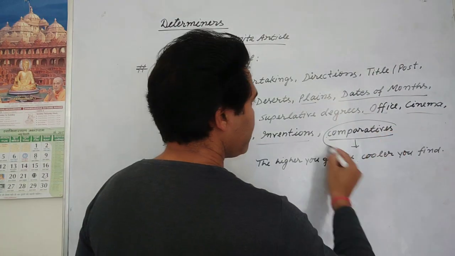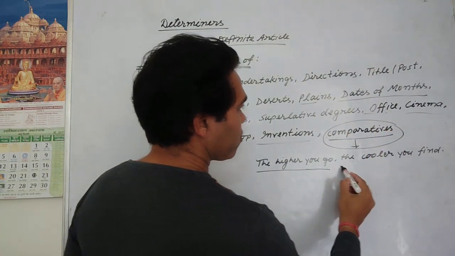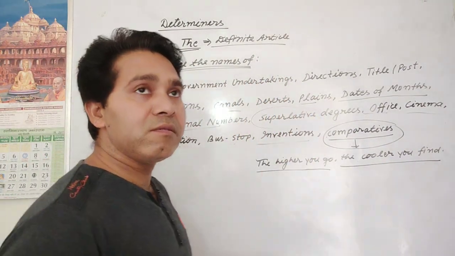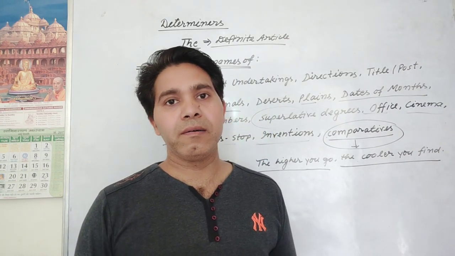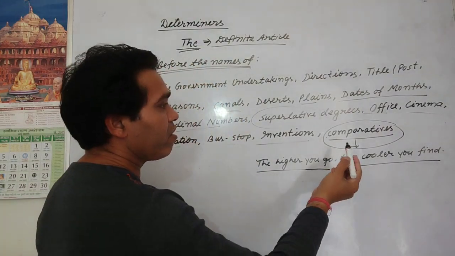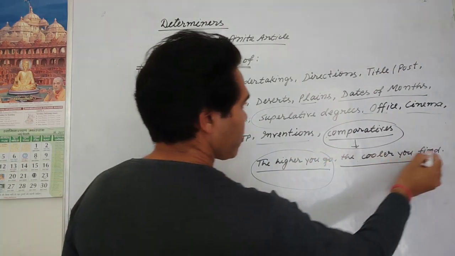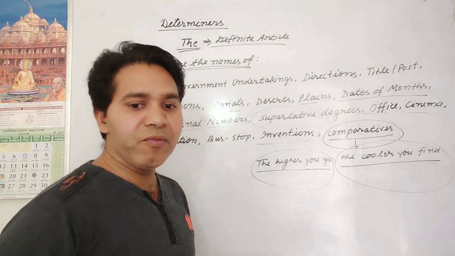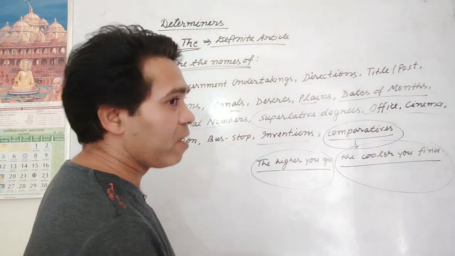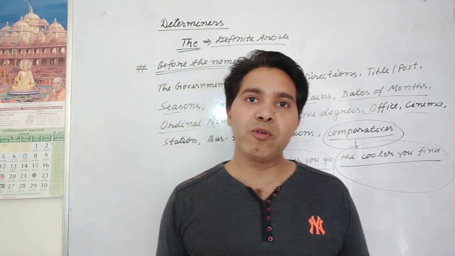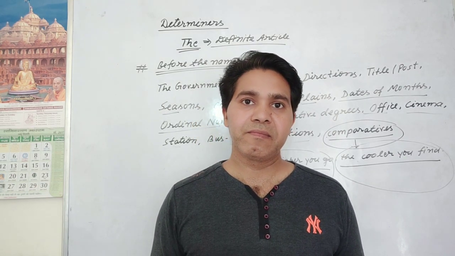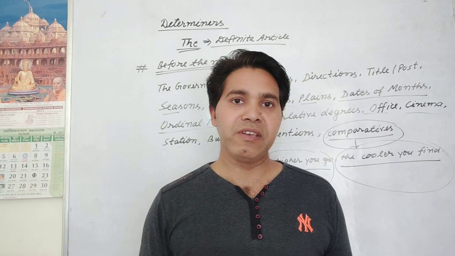Comparatives: see, the higher you go, the cooler you find. Okay, and superlative, as Megha is the most beautiful girl in the class. In this way you know very well about superlatives, but in comparatives also, in this way. Okay, and for examples, you just have to learn these. As I have written, before mountains and rivers, as the Mount Everest, it is the name, the Mount Everest, the Ganga river, the Yamuna river, in this way.